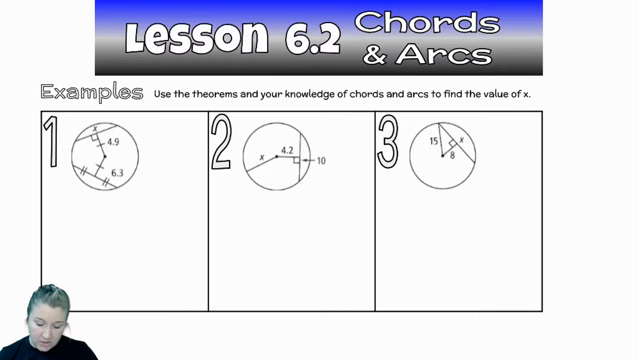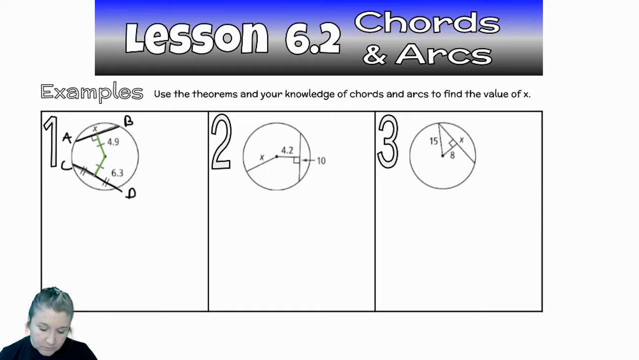So what you'll note is that these two chords, this chord here and this chord here, are the same distance. So we know that this length is going to be equal to the other length. Let's name this AB, and this is going to be CD, so that we can refer back to it. We know that AB is going to be equal to CD because they're the same distance from the center of the circle.